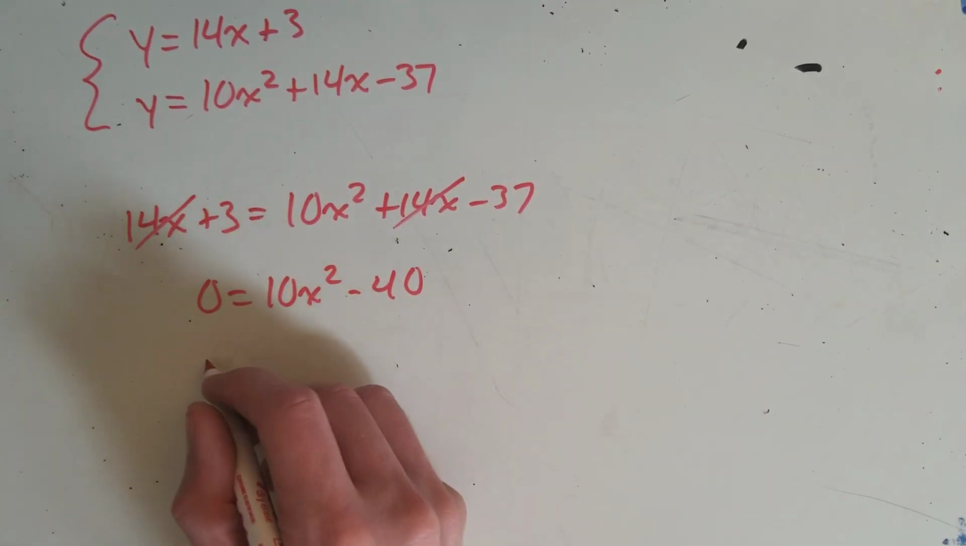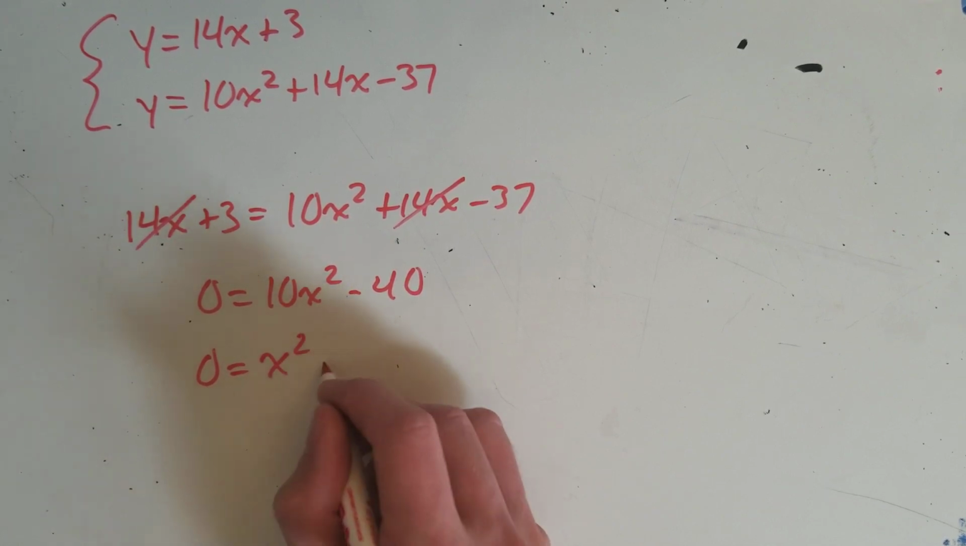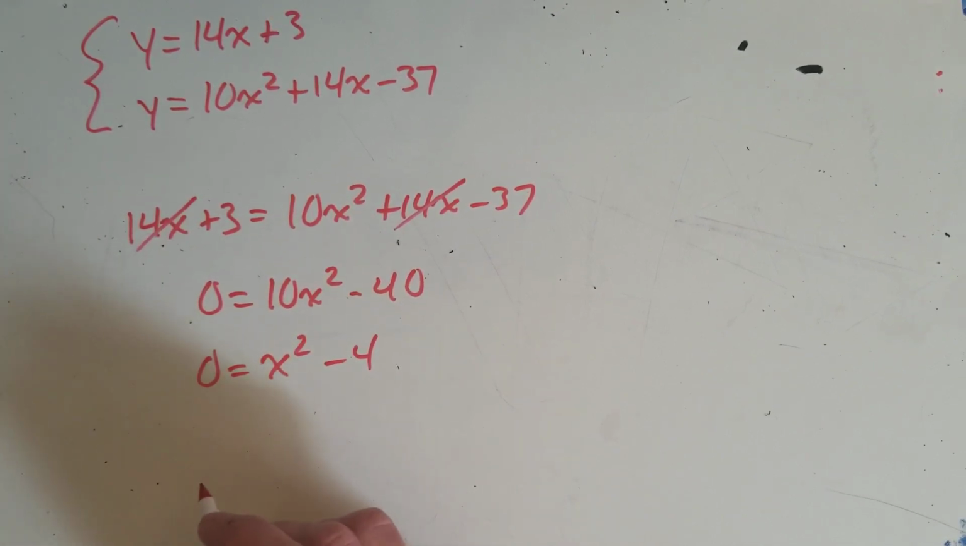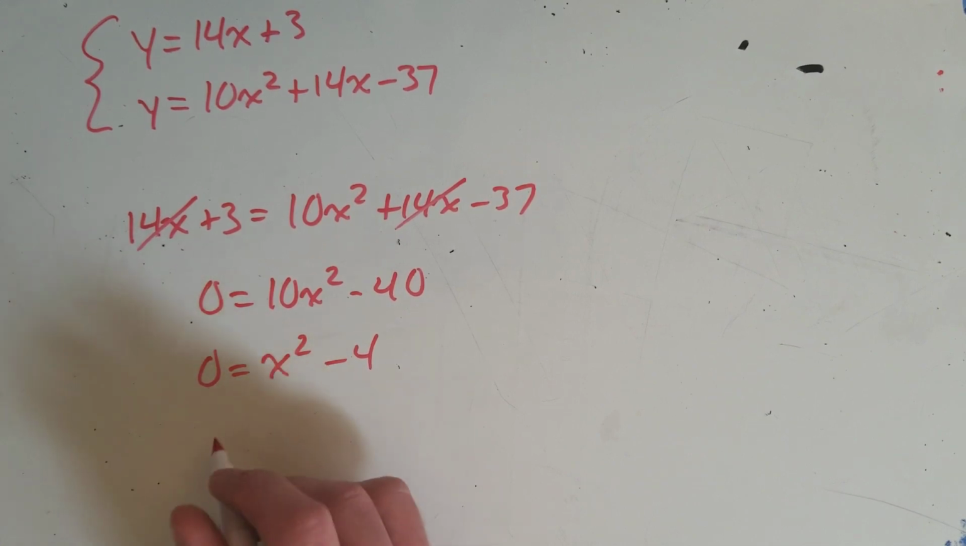We can divide both sides by 10 here. So you'll end up with x squared minus 4. And then we should notice that this is a nice difference of squares.